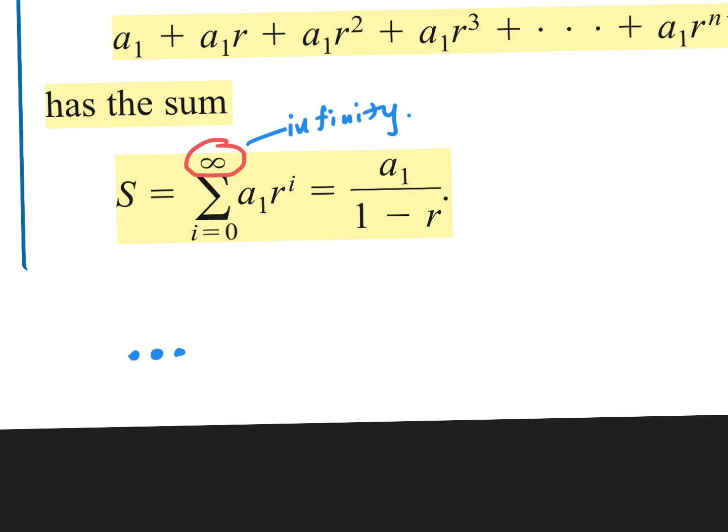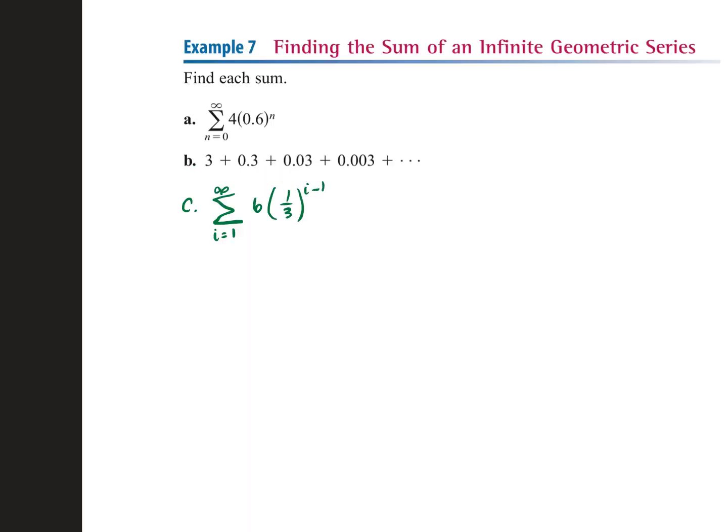Look at this formula. What are the two things you need? First term and what? The common ratio. That's it. This is a much easier formula to deal with. The only two things you need are the first term and the common ratio. So a couple of problems right here.